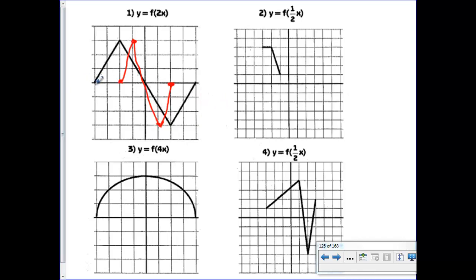Let me see if I can explain why. This was negative 4. Now it's negative 2, half as much. This was negative 2. Now it's negative 1, half as much. This was positive 4. Now it's back to positive 2, half as much. And this is positive 2. Now it's back to 1, half as much. What point didn't change? 0. Because if you started with 0 and cut it in half, you'd still have 0.